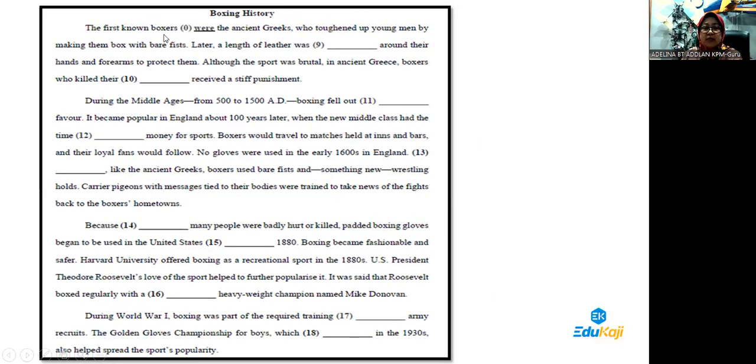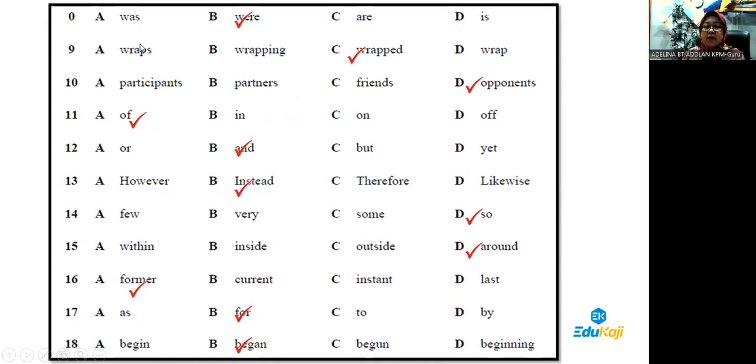Because why? Previously it comes in a plural form. Okay, a plural noun. And it is talking about the past. So therefore it becomes were. So the first part of the answer here is testing the students on their grammar, present and past. Number 9, it is testing students on their grammar as well. So you can see that there are choices of words in the form of present tense, and then you have past tense, you have future tense. So for number 9, the answer is wrapped.